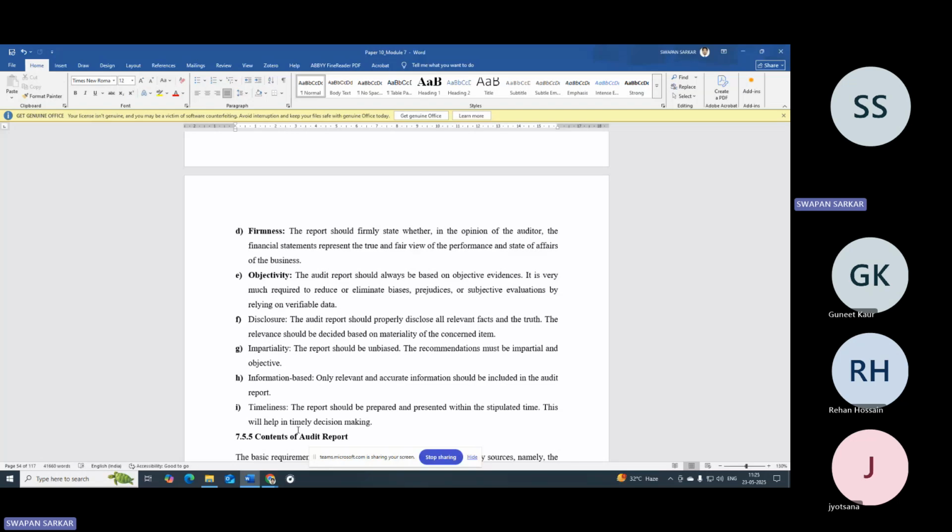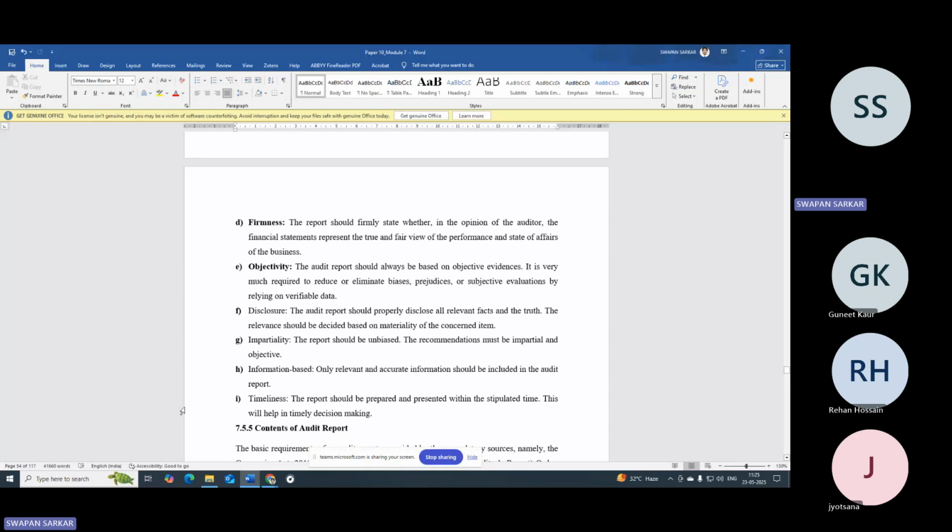Impartiality. The auditor should be unbiased. The recommendation must be impartial and objective. Information based. Only relevant and accurate information should be included in the audit report. And timeliness. The report should be prepared and presented within the stipulated time. This will help in timely decision making.